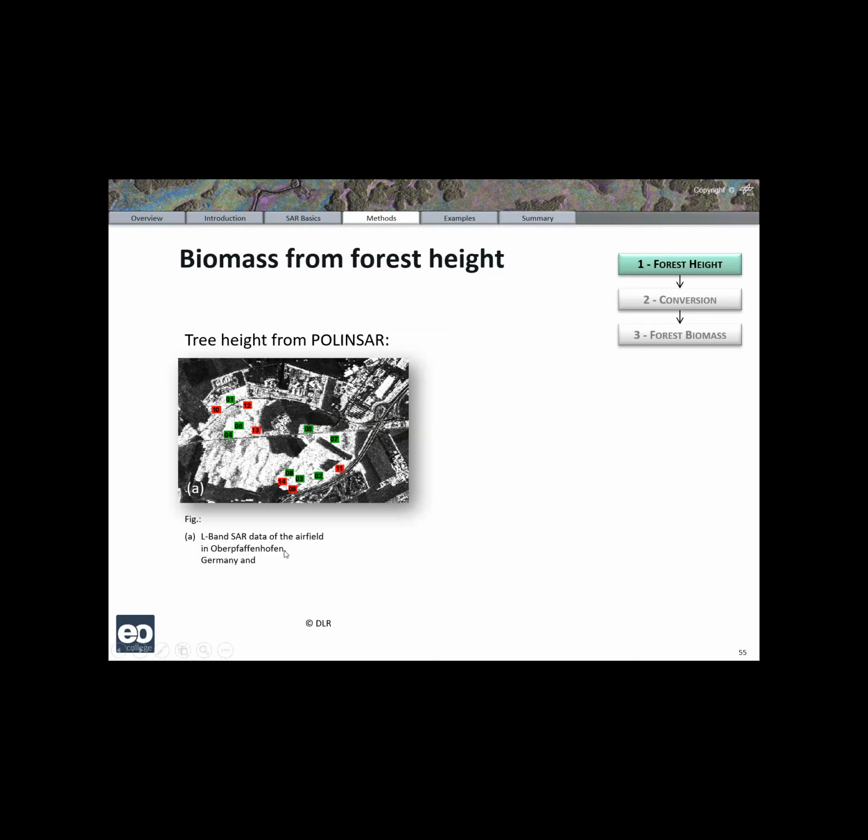Especially DLR, the German space agency located in Oberpfaffenhofen, a very small town west of Munich.